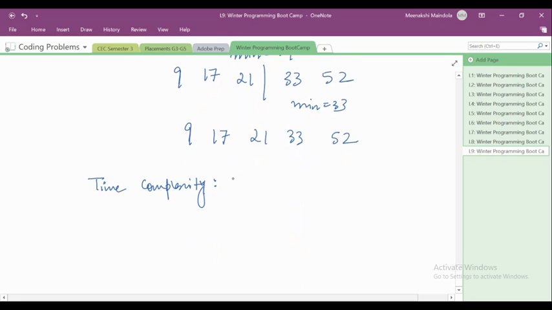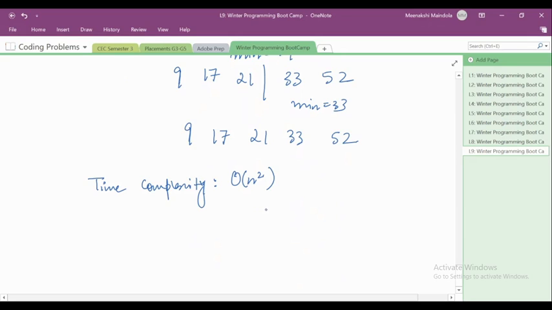The time complexity of selection sort is again going to be order of n square. Why do we consider order of n square? Because again we have two loops, and both of these loops are going to be working starting from the first element and going on up till the last element of the array. So we consider that as order of n square.